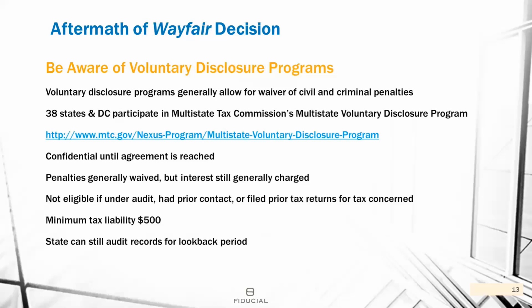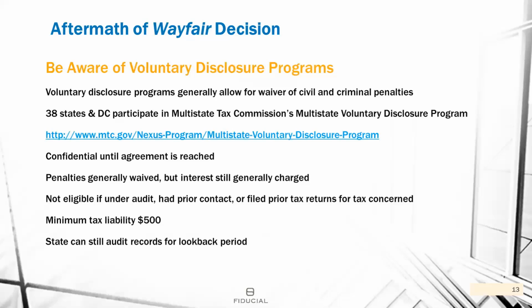So right now, there are 38 states and the District of Columbia that participate in the Multi-State Tax Commission's voluntary disclosure program. I've provided a link there on the slide for you to look at. So there are some advantages to this. The first advantage is that it remains confidential until an agreement is reached with the state or states you are negotiating with. So in other words, you can put your proposal forward, and the state taxing authority will look at it, and they'll say, yes, we agree, or we're going to make a counteroffer, but your identity stays confidential until an agreement is reached.